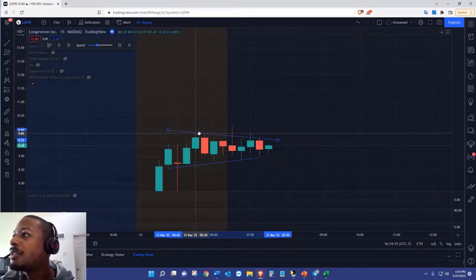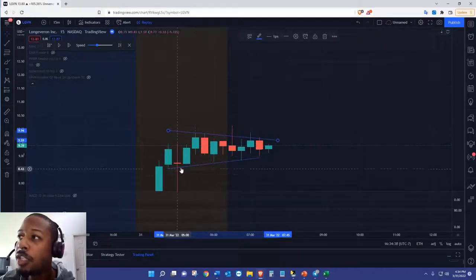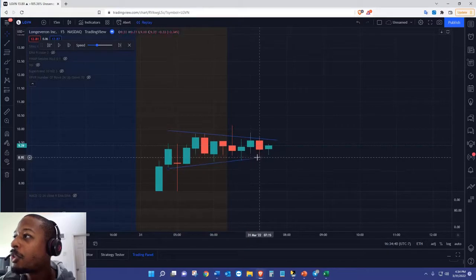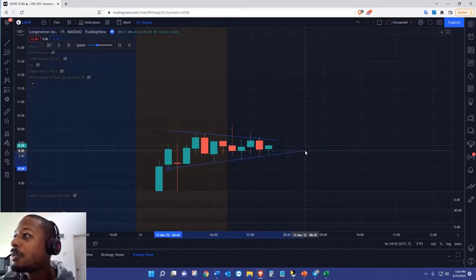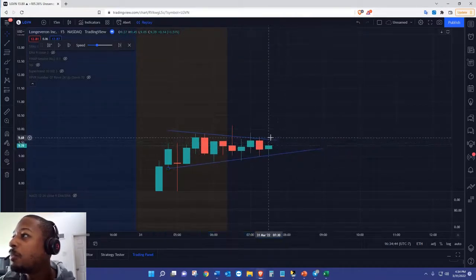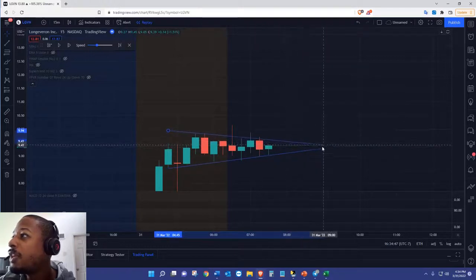Look at that. These highs are getting lower and lower, and these lows are getting higher and higher. So what does that tell you? What does the triangle tell you? It's going to do what? Either break up or break down. And whenever it does either one of those, that is going to be your move.